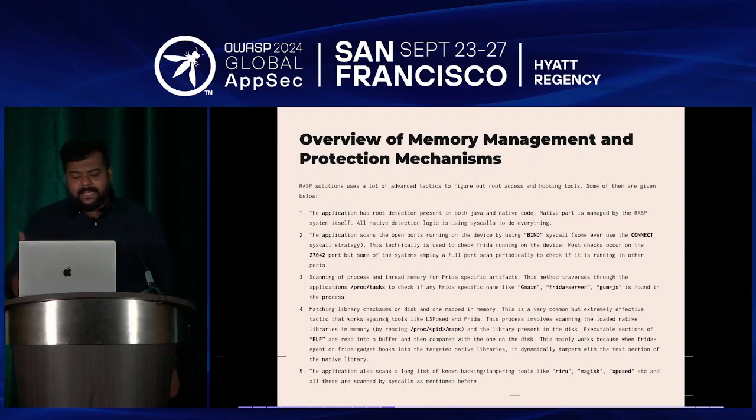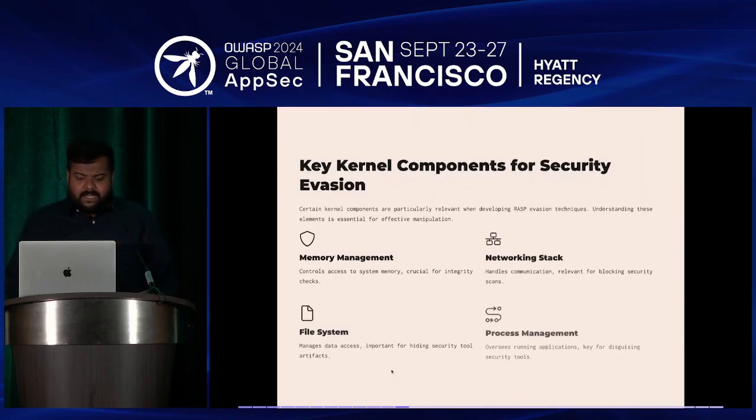And again, it uses /proc/pid/maps to figure out where all these libraries are loaded, right? And the last thing is obviously it also scans for a list of hacking or tampering tools like Riru, Magisk, Xposed, etc., scanned in the syscall as mentioned above, right? So these are some of the things which the RASP vendors use in 5 broad categories, right?